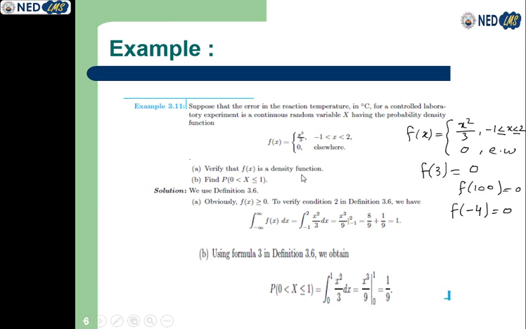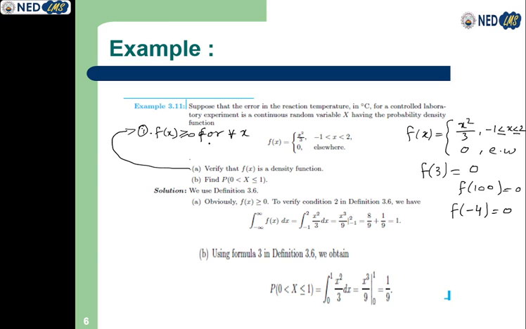Okay, now verify that it is a density function, student. First of all, verify it is a density function. So what is the definition of a density function? There are two conditions for a density function. First of all, we discuss f of x is greater than or equal to 0. See the solution of the first part. The first property: f of x is greater than or equal to 0 for all values of x. Greater than or equal to 0 means a positive answer for all values of x.